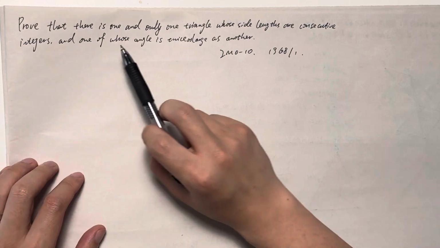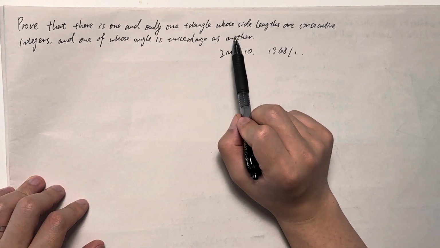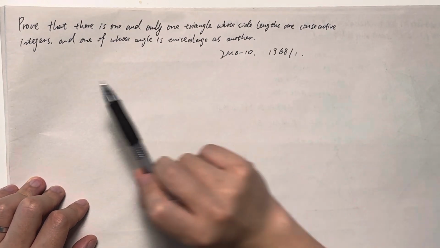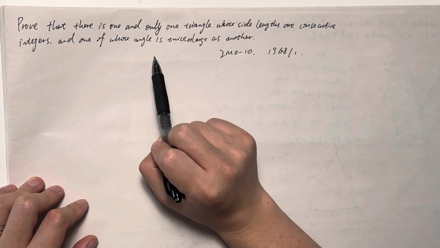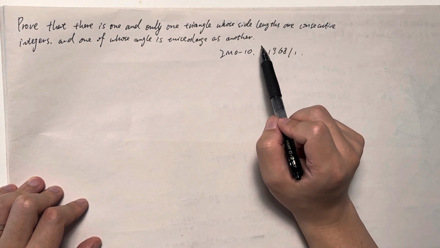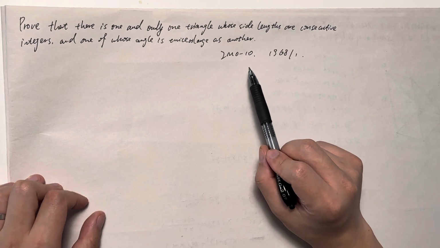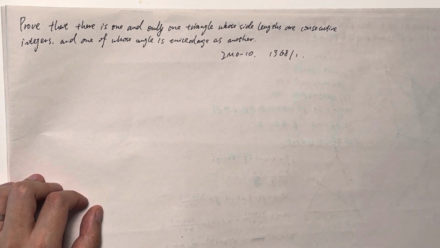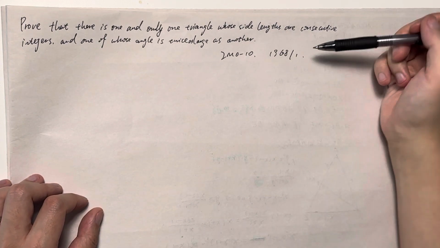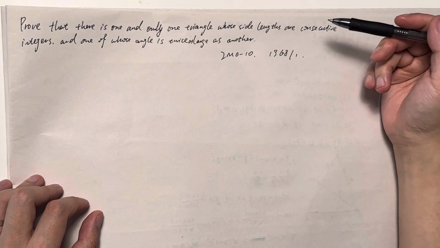Prove that there is one and only one triangle whose side lengths are consecutive integers, and one of whose angles is twice as large as another. This is an IMO problem. It's the first problem of 1968 IMO.